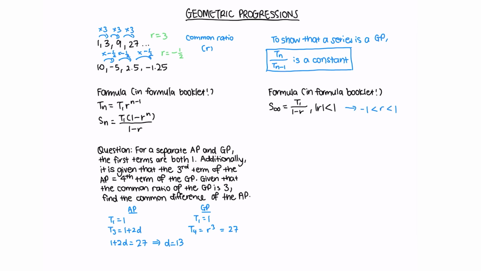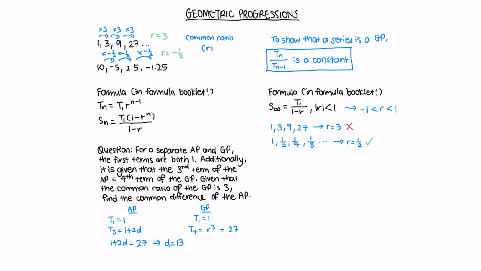So now we're moving on to the sum to infinity. This formula is in your formula booklet. S infinity is just equal to T1 over 1 minus R, where the mod of R is less than 1. How do we interpret the mod of R as less than 1? This is actually just R is between negative 1 and 1. So why does this condition actually exist?